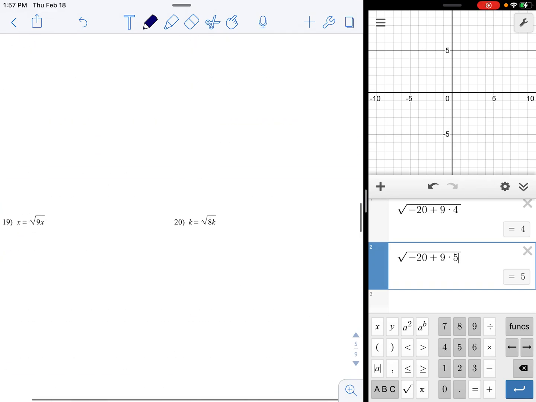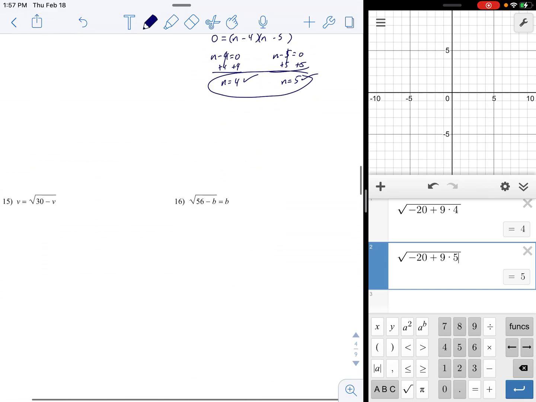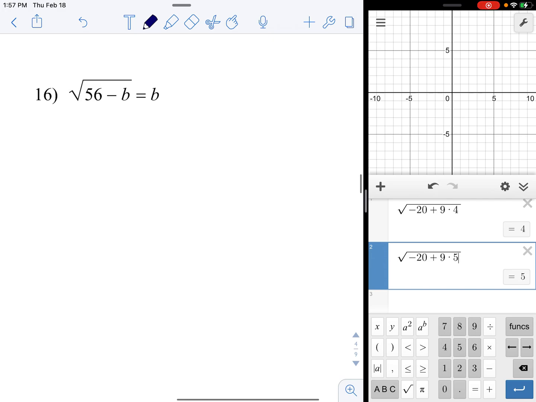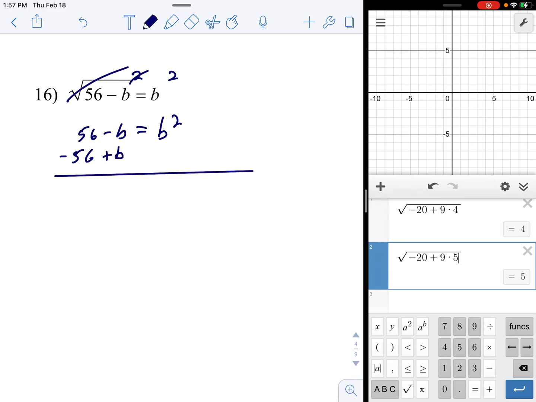Are we ever going to find an extraneous solution? Holy cow. All right, let's try number 16. Again, just like the last problem, you need to square both sides in order to cancel out the square root. You get 56 minus b equals b squared. Just like the last problem, we need one side to equal 0, so I'm going to minus 56 plus b. That's going to make both of these cancel out and give me a 0, but that means I have to plus b and minus 56 on the other side.